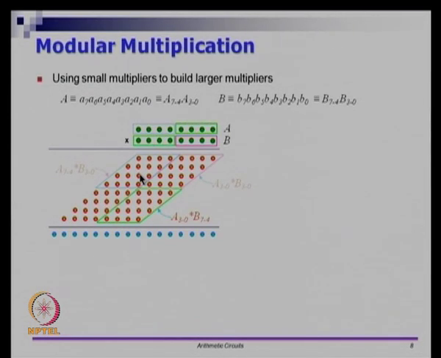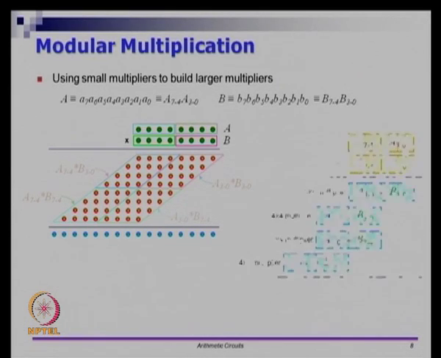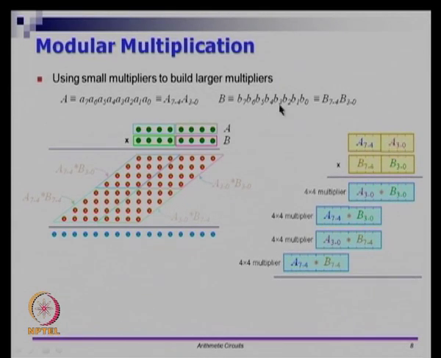So, instead of looking at bitwise things, you can take a nibble at a time or word at a time and so on, and you can group them together and multiply it and finally add them together. So, this is called modular multiplication. So the modular multiplication would work like this.